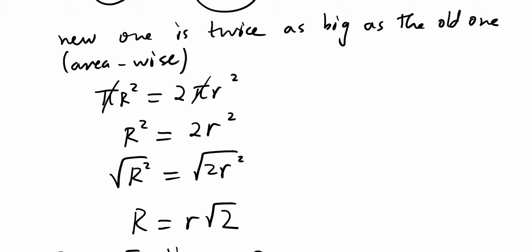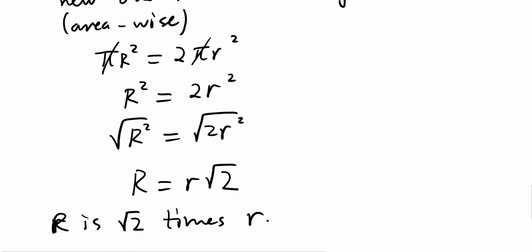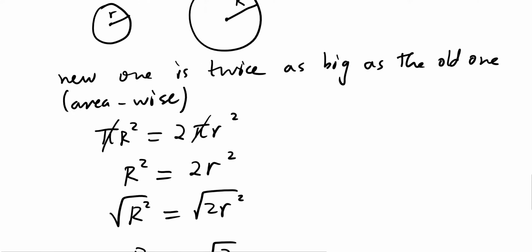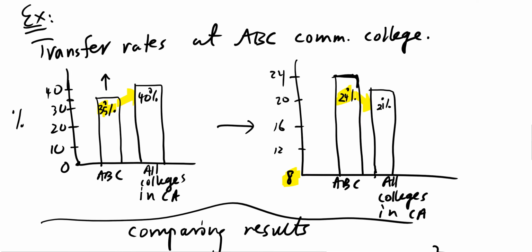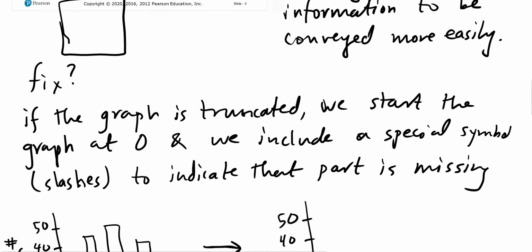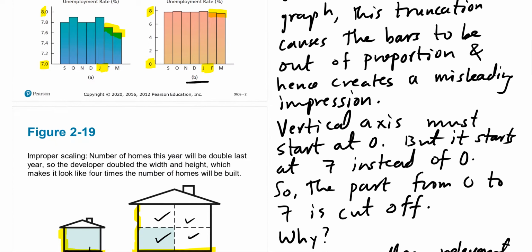So now, based on the given information, they said that the new circle is twice as big as the other one. Radius wise, this tells me that capital R is square root of 2 times small r. People might think, oh, twice as big means the radius will be twice the small one, or 4 times. No. So this is again comparing two different things here. You might need it in one of the questions. The most important part is about what is a misleading graph and how do we deal with it.